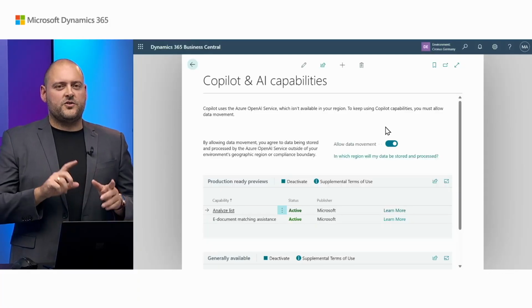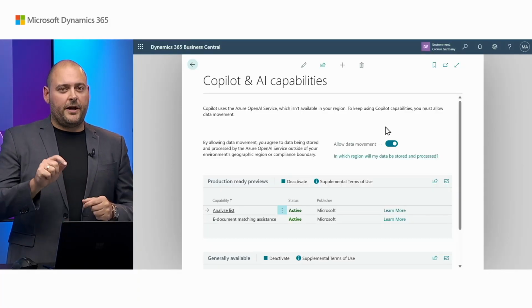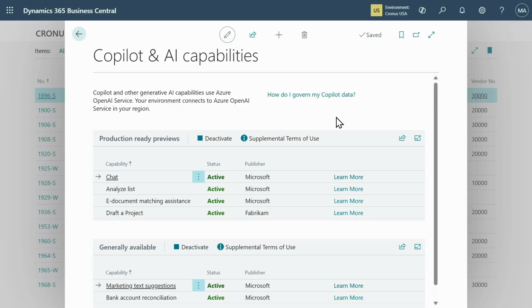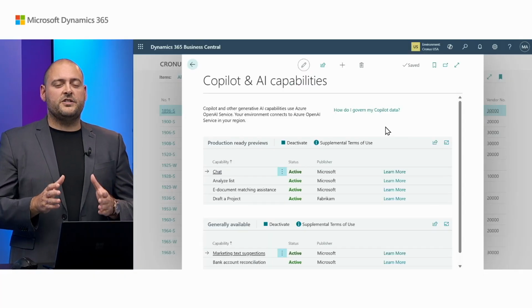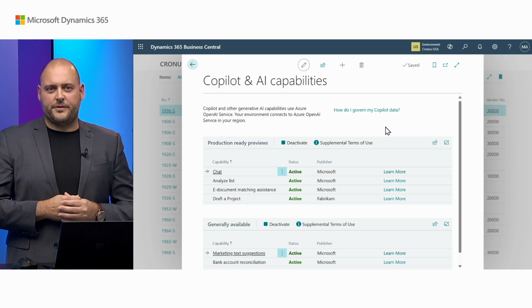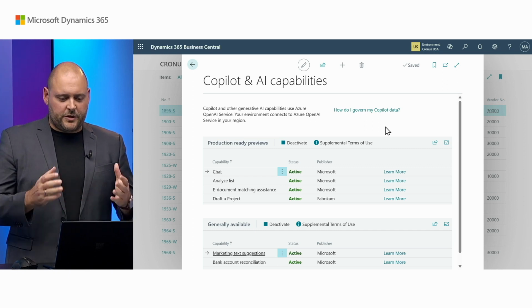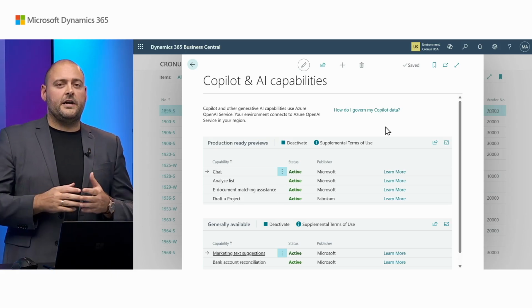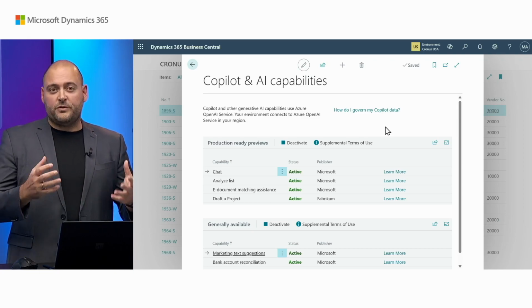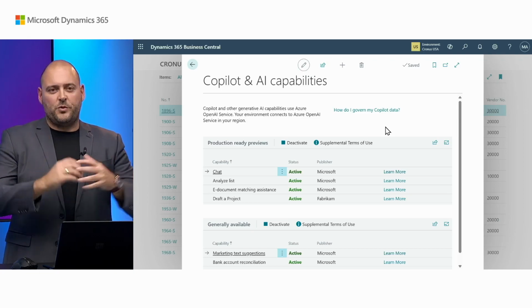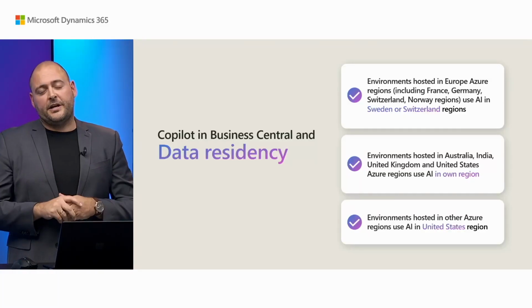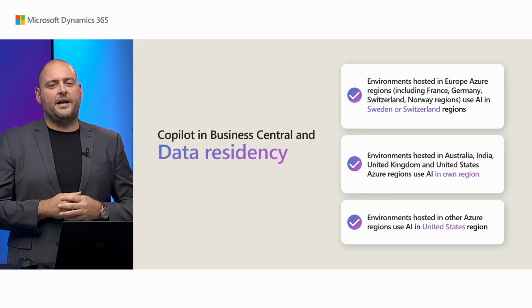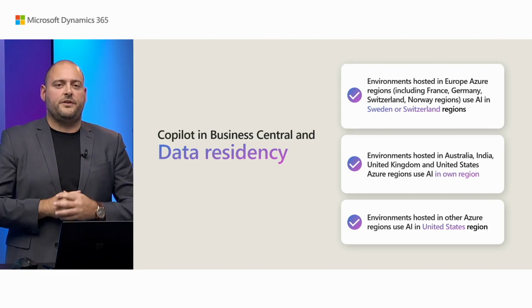Now, let's contrast this with what the same screen looks like on my US-based environment. So here you can see that there actually is no switch to allow data movement, and that's simply because in some regions there is the Azure OpenAI service available to work with Business Central. So our US customers, as well as our customers in a couple of other regions like India, Australia, as well as the United Kingdom, don't need to actually opt into anything. Data remains within that region. And I've summarized that for you here. Again, use the link to see the entire table of mappings between Azure regions. That will make it a lot more clear for your specific case.